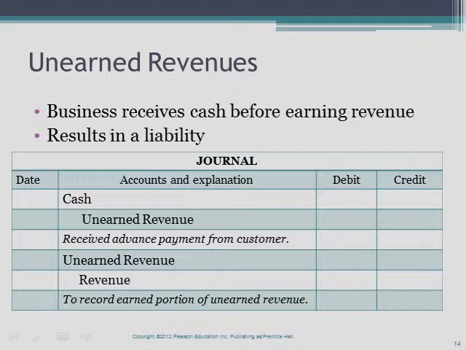When the company receives payments before service is provided or product is sold, cash is debited and unearned revenue is credited. Later, when the revenue is earned, unearned revenue is decreased or debited and revenue is recorded or credited. This is often done through the adjusting process we spoke about earlier.